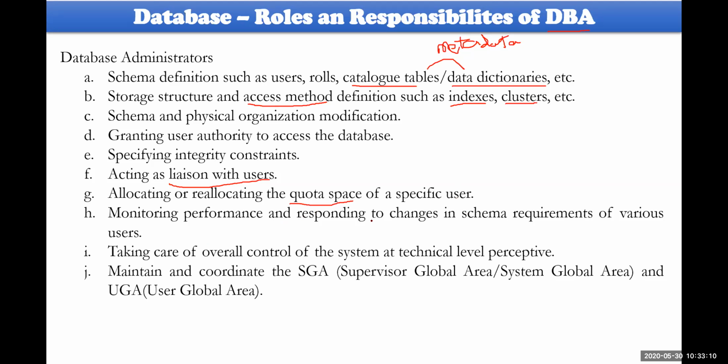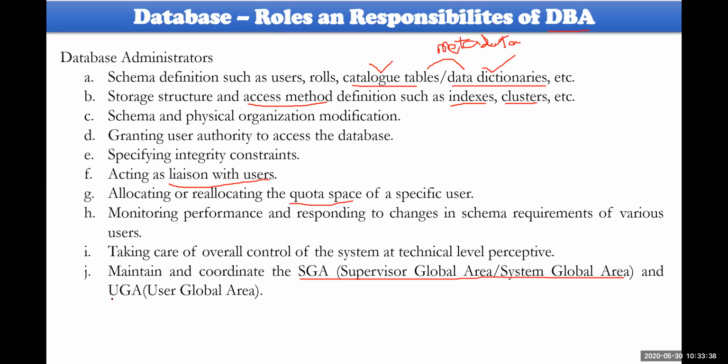And finally, there are two different types of areas available with the databases at a database server, called the supervisor global area and the user global area. The supervisor global area is the area where every user's information is maintained, and whatever the catalog and data dictionary, everything will be maintained by the supervisor global area.